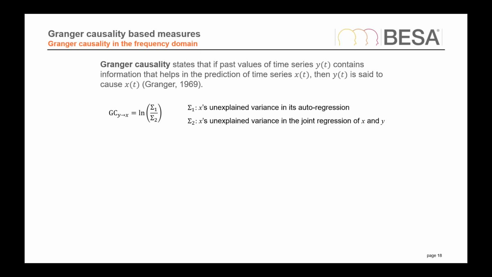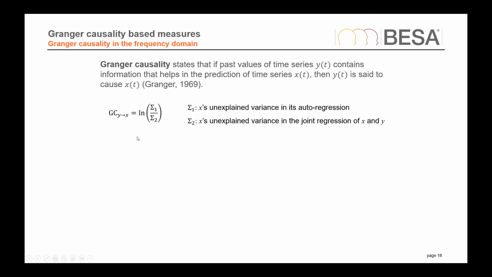Let's just imagine that the joint regression is a better predictor than the autoregression. Well, in that case, sigma 2 will be smaller than sigma 1. So this ratio will rise. So Granger causality will become larger, meaning that y helps to predict the signal of x, less unexplained variance.